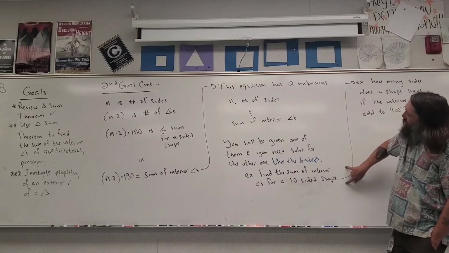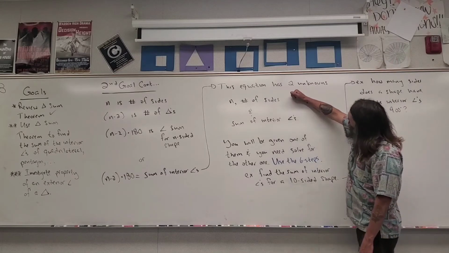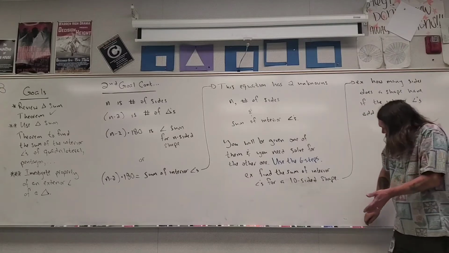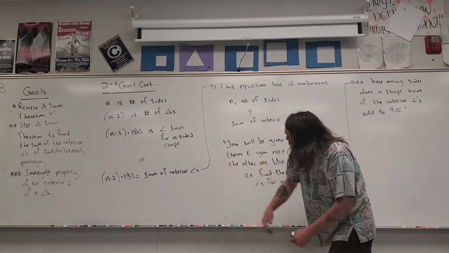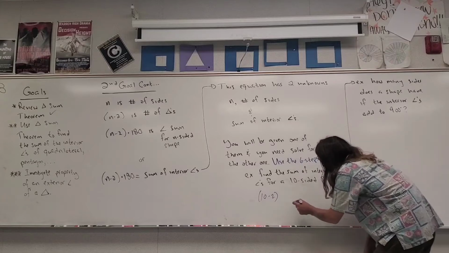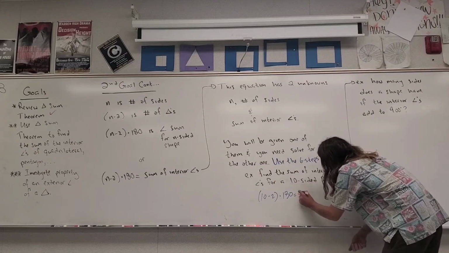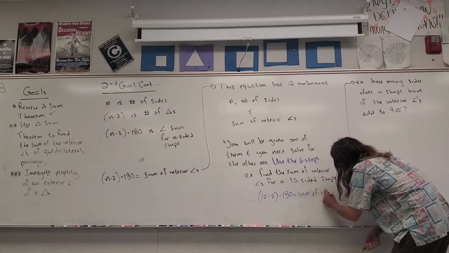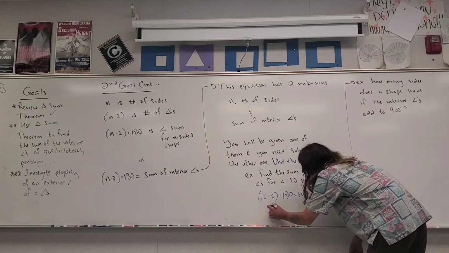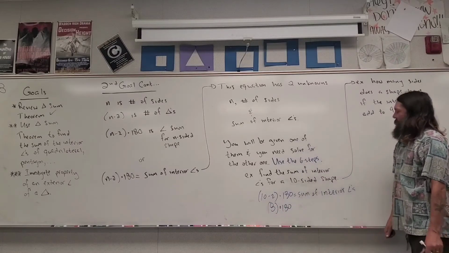So this first example: find the sum of the interior angles for a 10-sided shape. Do I have the number of sides, or do I have the sum of the interior angles? I have the number of sides, so I'm just going to plug in here. I have this formula where n is now 10, so it's 10 minus 2, times 180, and that equals the sum of the interior angles. n minus 2 becomes 8. 8 times 180, let's see here.